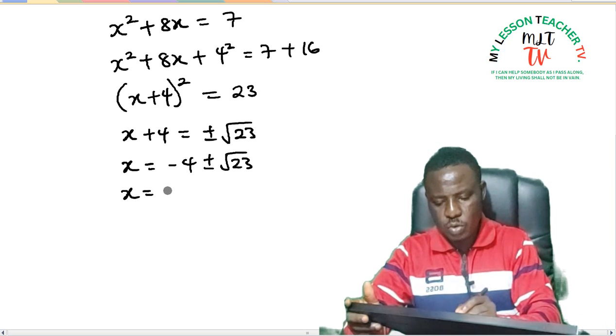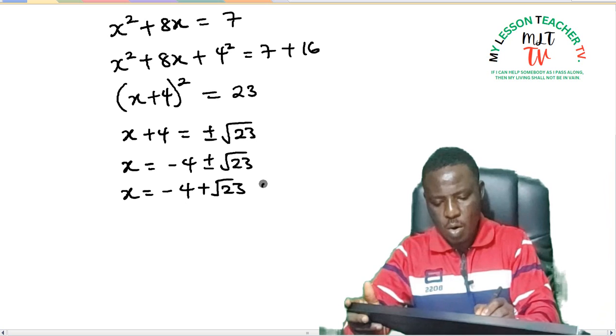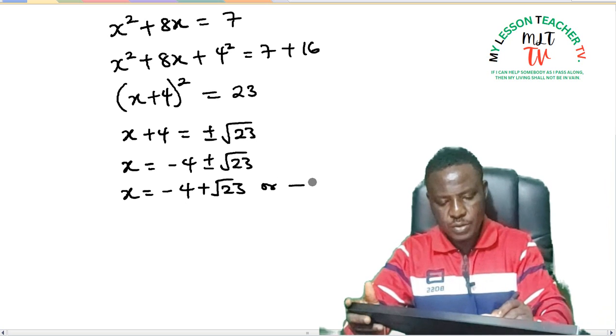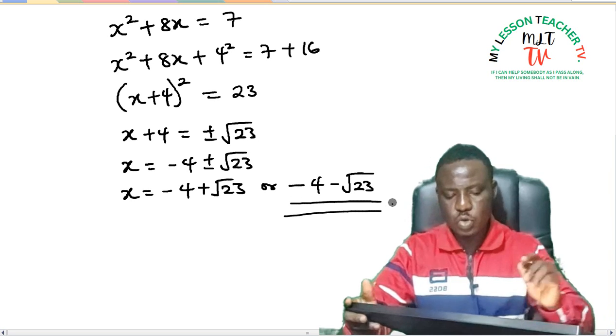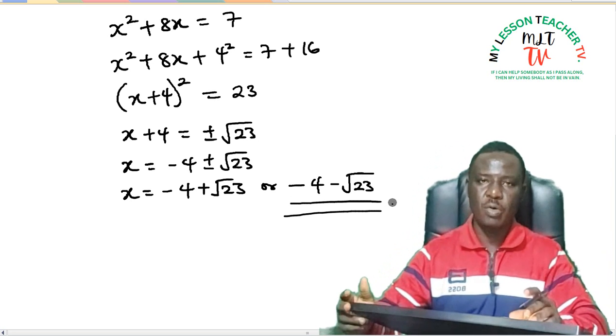And x is equal to minus 4 plus root 23 or minus 4 minus root 23. So you have the root to be an irrational root.